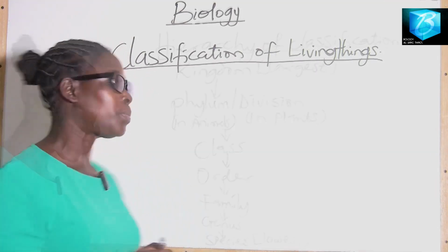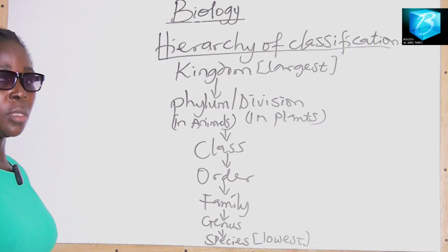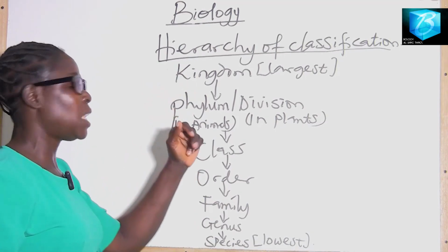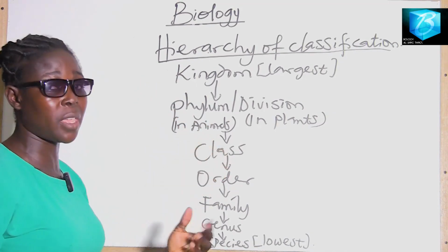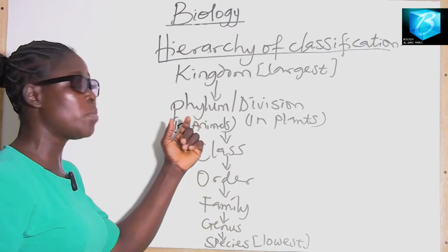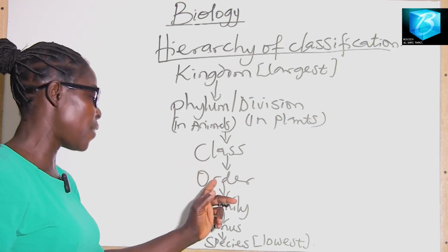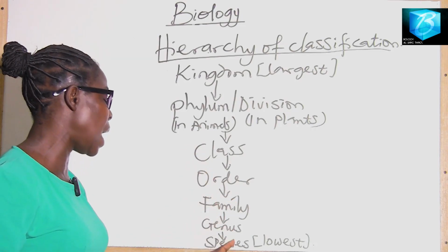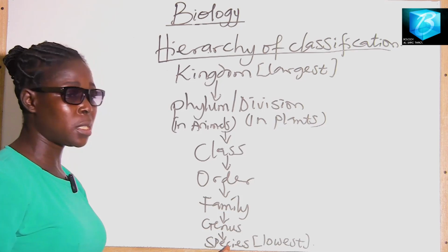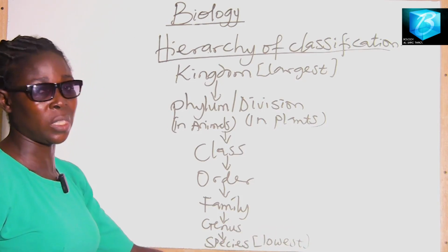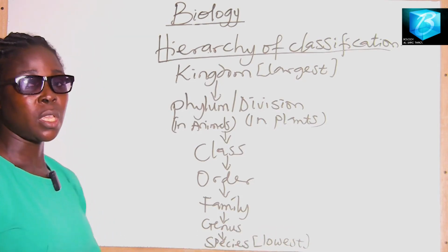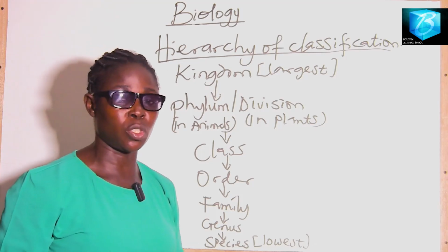This is what I mean. We have kingdom, the largest classification in the hierarchical order. We have the phylum in animals, we have division in plants, we have class, we have order, family, genus, and the species. Species is the lowest or the smallest division in hierarchy of classification.